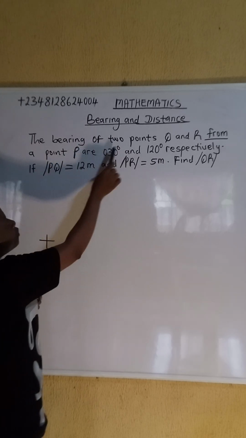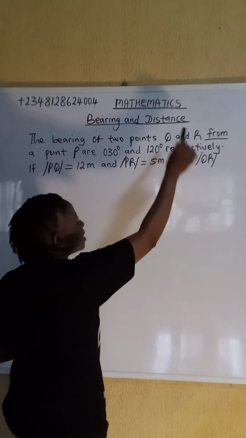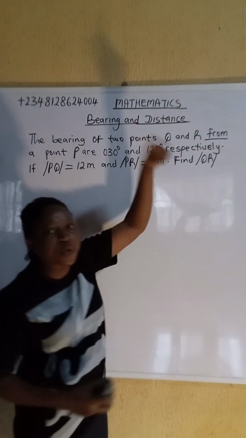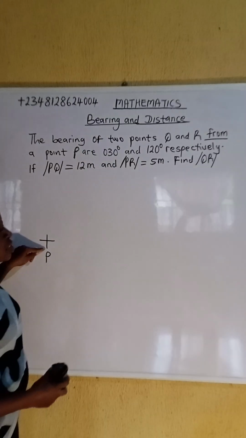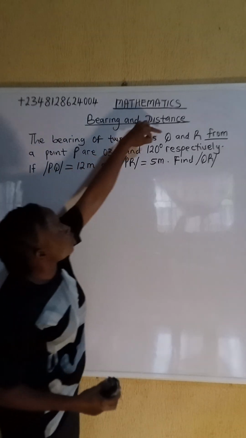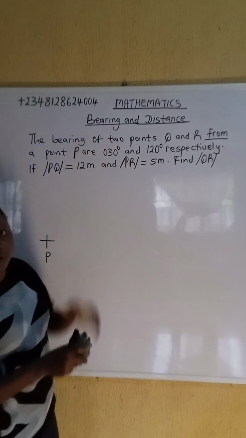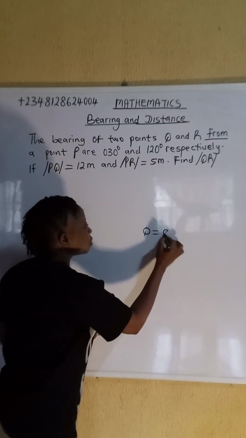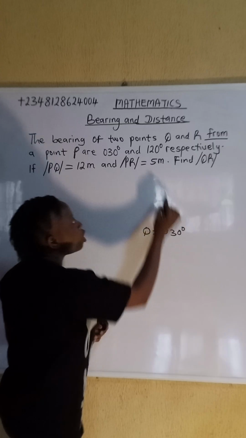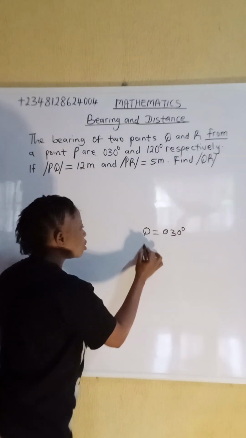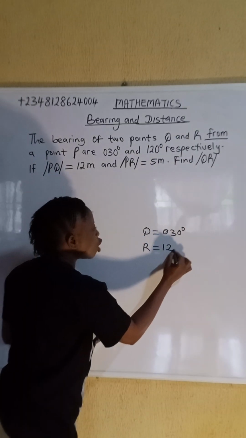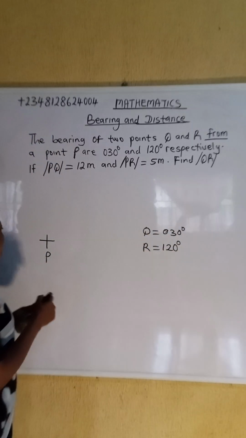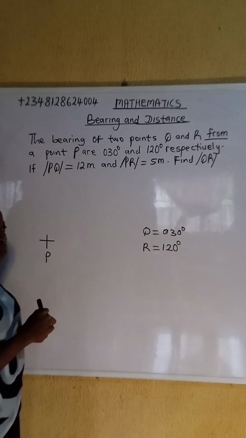Now, the bearing of 2 points Q and R. So it shows that the bearing of Q and R will be constructed at point P. Then the bearing of Q equals 30 degrees, while the bearing of R equals 120 degrees. So the two bearings will be constructed at point P.